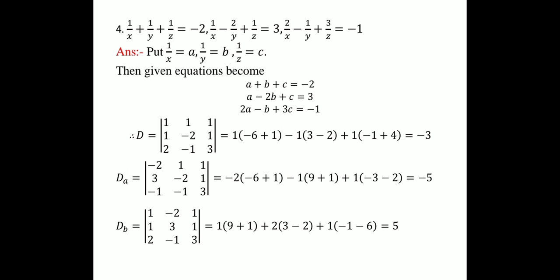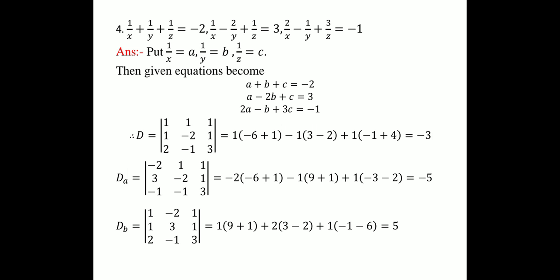Consider the next example. 1 upon x plus 1 upon y plus 1 upon z is equal to minus 2. 1 upon x minus 2 upon y plus 1 upon z is equal to 3. 2 upon x minus 1 upon y plus 3 upon z is equal to minus 1. Put 1 upon x is equal to a, 1 upon y is equal to b and 1 upon z is equal to c. Then the given equations become a plus b plus c is equal to minus 2, a minus 2b plus c is equal to 3, 2a minus b plus 3c is equal to minus 1.